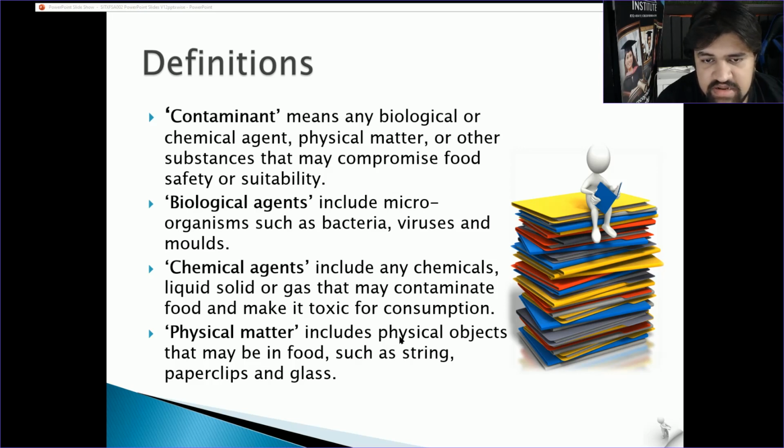So we've got contaminant, which means any biological or chemical agent, physical or other substances that may compromise food safety or suitability. Essentially it could be anything like hair, dirt, broken glass, plastic, anything that you don't want to be there, right? It could be that you have cooked seafood and then there's raw chicken or beef there, anything like that. Biological agents include microorganisms such as bacteria, viruses, and mold. It could be anything like fungi that is not consumable or harmful to people.